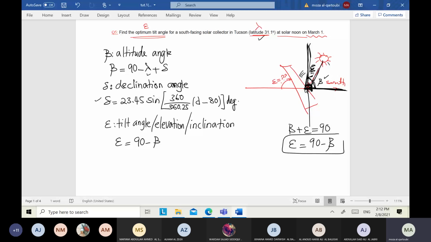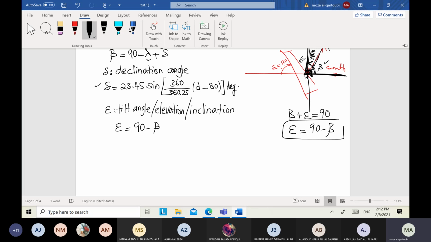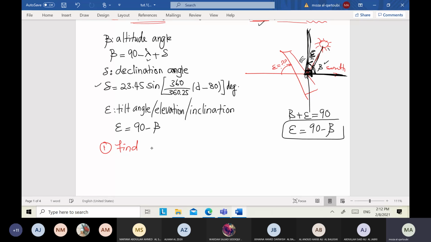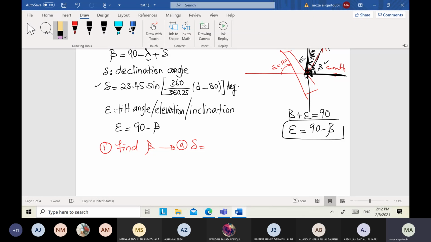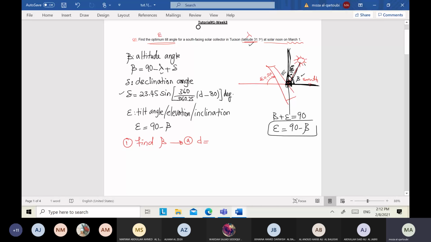Now Abdullah, clear? Yes, miss. Okay. So we are starting now to find the first step. To find beta we should find the declination angle, delta. So step number 1, find beta, altitude angle. Part 1 should be to find the declination angle. To find the declination angle, find first the number of days. Find D first. So D equals how many days? It depends on the given date.